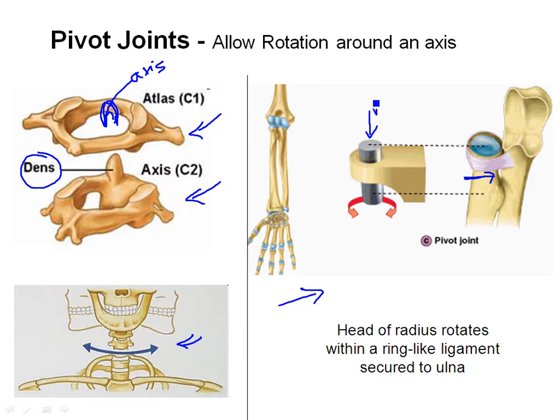This would be the head of the radius. And you can see the movement is to turn it side to side. And then this would be, of course, this ligament that they're referring to. So again, you have a rotation around an axis. The head of the radius would be the axis.